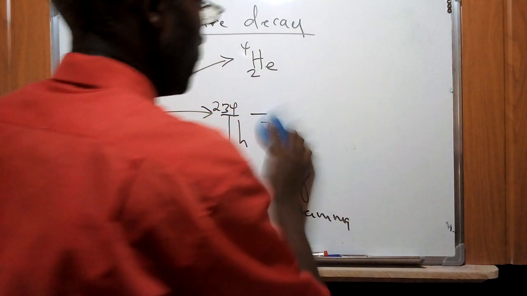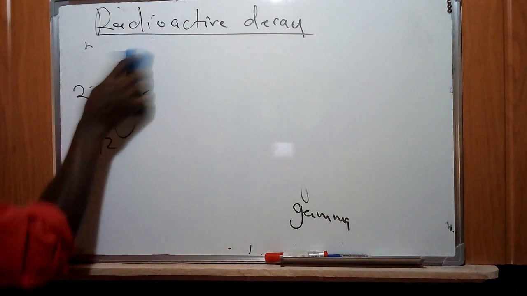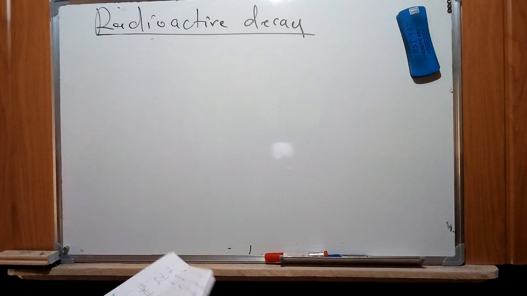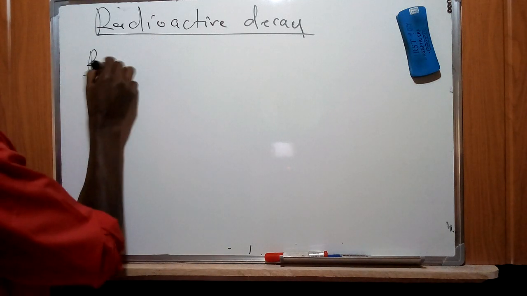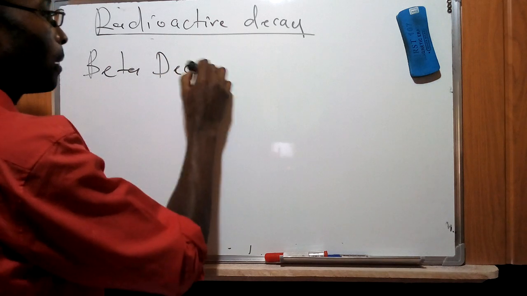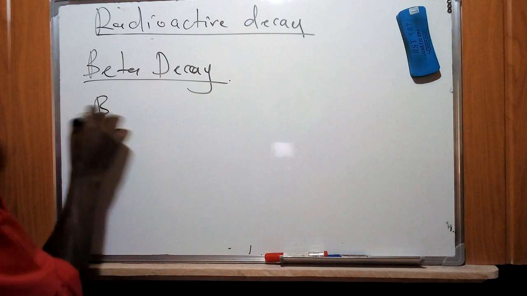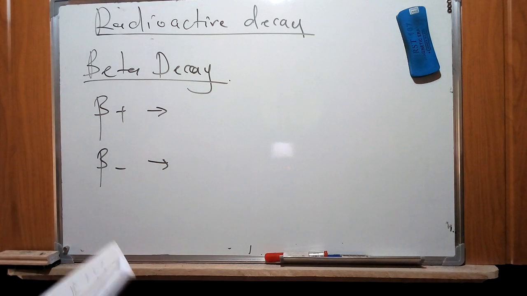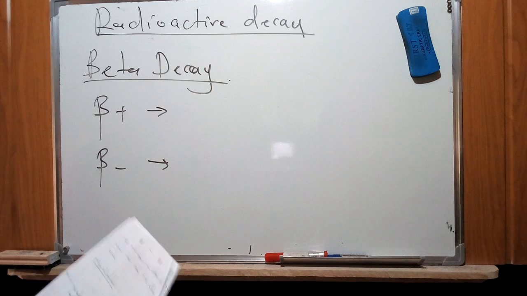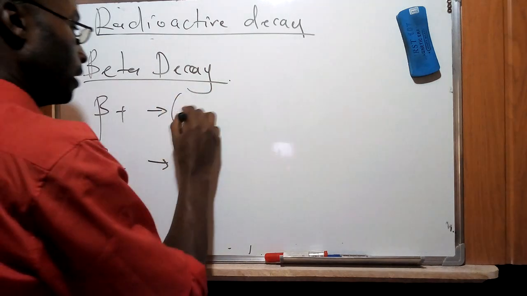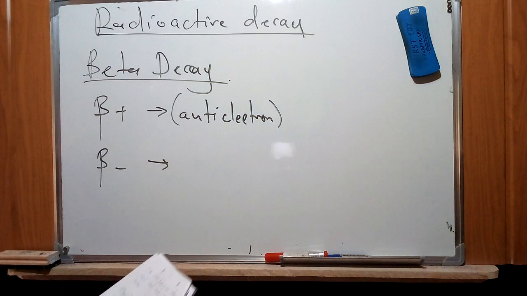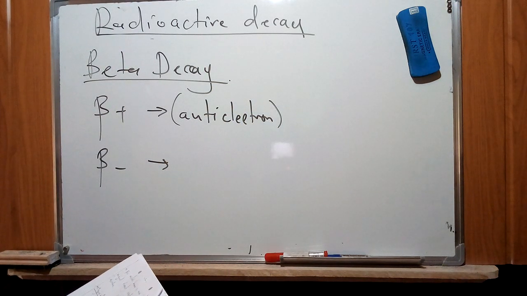Now this is for alpha decay. For beta decay, we're going to see that it has 2 different types of decay. We have beta positive and beta negative decay. So for beta decay, we have beta positive and beta negative types of decay. Now for beta positive decay, this is a formation of what we call an electron. Now that we say that the beta particle is an electron, beta positive is a formation of an electron where a proton changes into a neutron.